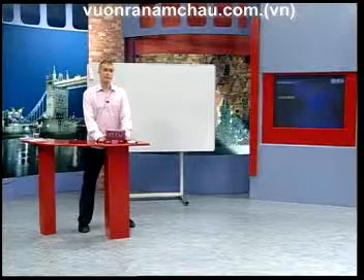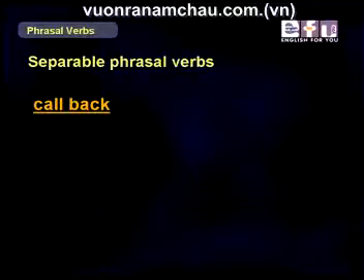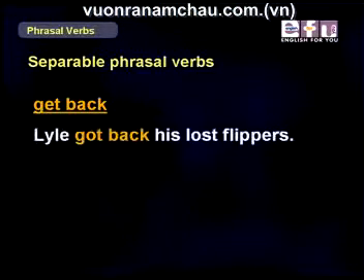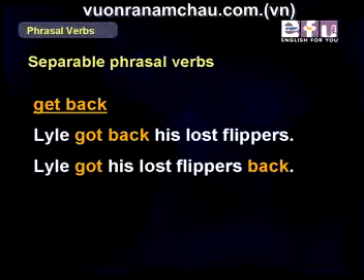Now let's look at some more examples of separable and inseparable phrasal verbs. Firstly, some separable phrasal verbs. Call back. Have the snorkelers called you back yet? To call back means to telephone again. Get back. Lyle got back his lost flippers. Lyle got his lost flippers back. To get back means to receive.